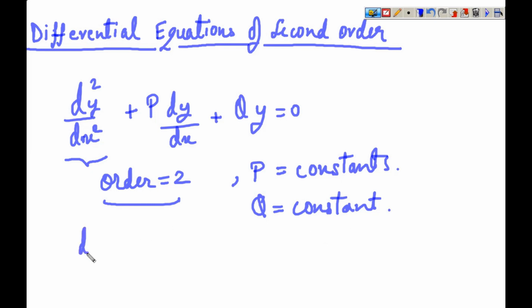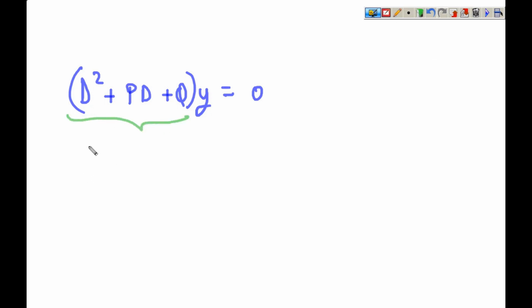Well, we know that d by dx in itself can be written as D. So we can rewrite the equation as D² plus pD plus q, and we have taken y as common. So here we have rewritten it in this form. Now we can see that this part looks similar to a quadratic equation.